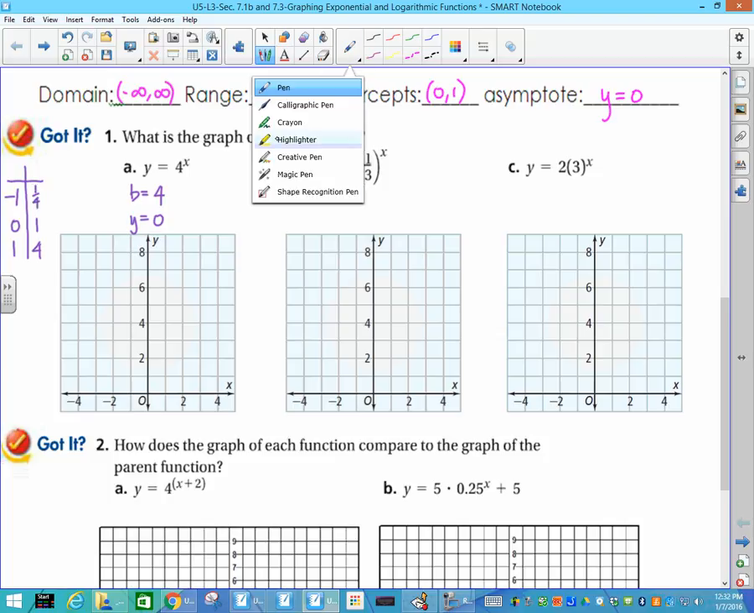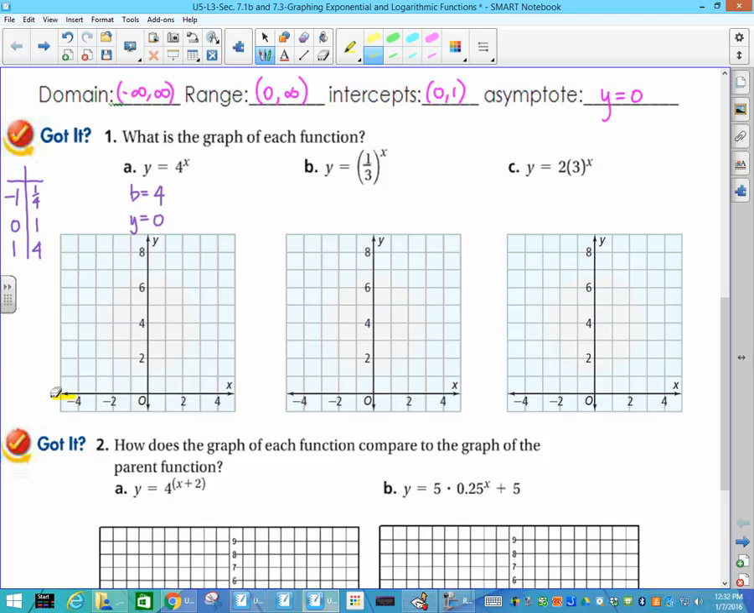I prefer to graph my asymptote first, so I'm going to go put that on there. It does need to be dotted. It is not part of the equation. It's not part of the graph. It's just something to assist us in graphing. So whenever you do, you need to make sure that you dot it.